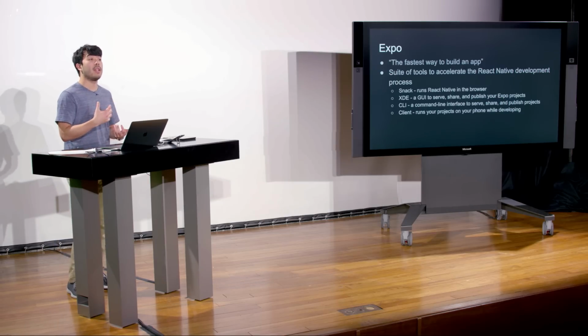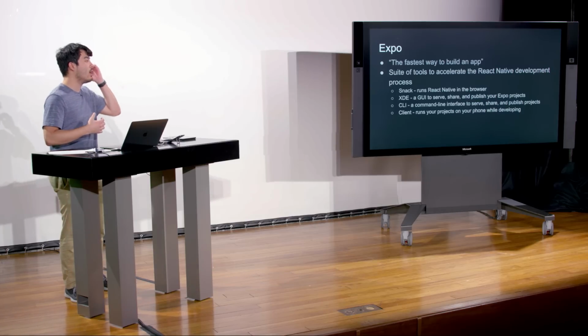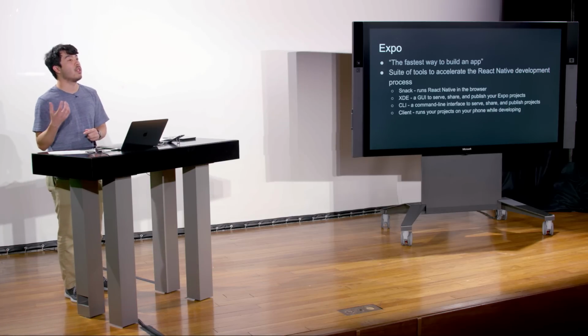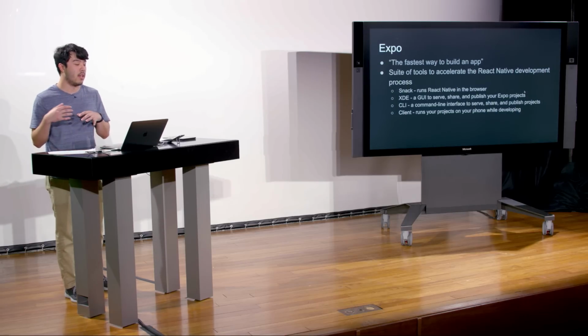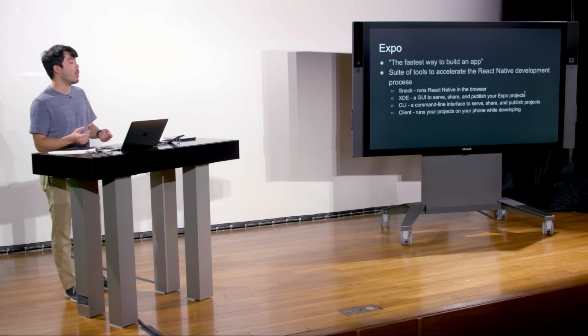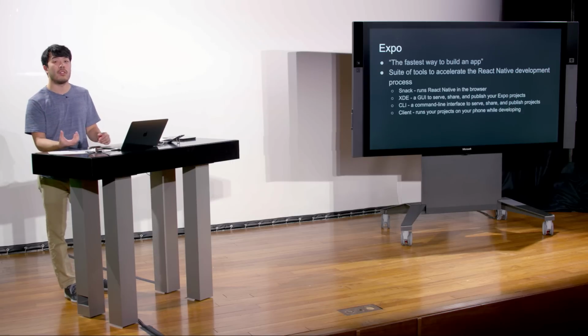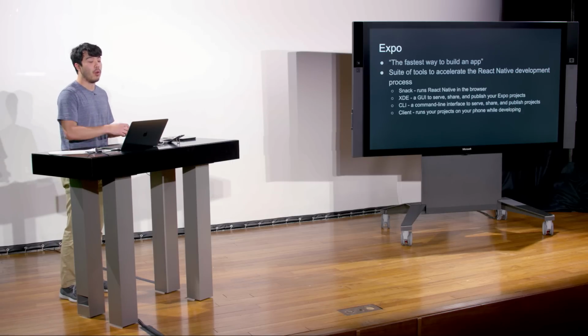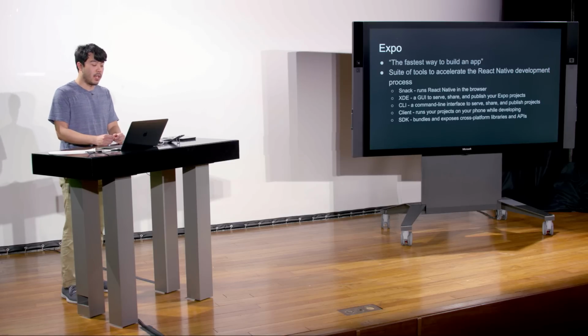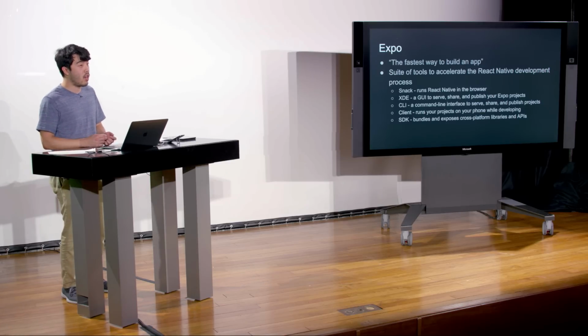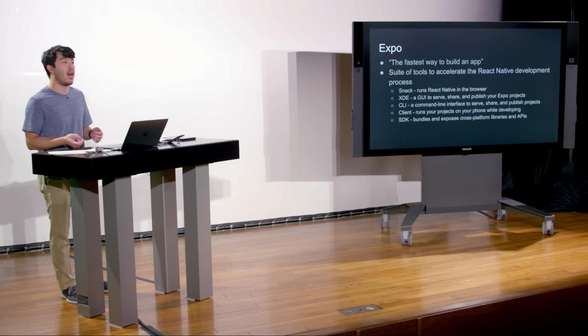They give us the Expo client, which, if you saw my email from earlier, is an iPhone app that you can install and actually run stuff that you write in Snack, or stuff that you write and managed by the XDE or the CLI, to actually run it on your phone while developing and before you publish. And lastly, they give us an SDK, software developing kit, which bundles and exposes cross-platform libraries and APIs. And so included in that are maps, stuff for icons and images and SVGs and maybe animations.